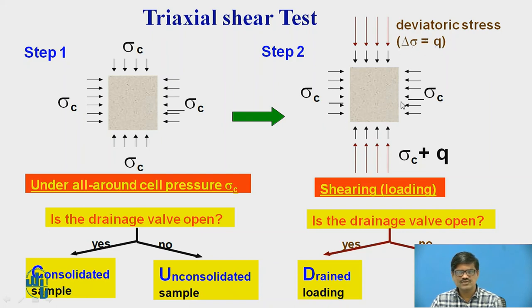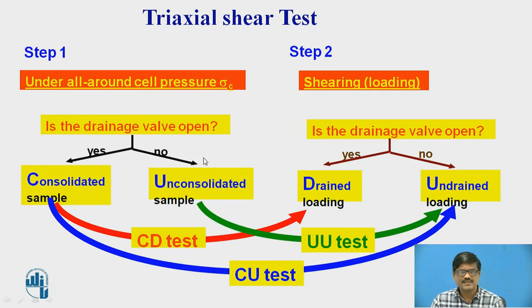During the shearing, whether you are allowing the drainage or not, based on that also we have two options. If the drainage valve is open, it means you are allowing drainage, it is called drained loading. If you are not allowing, it is called undrained loading. So based on this, we can have these particular tests. As I told, in the first step, if the drainage is allowed, then it is consolidated, and during the shearing, if the drainage is not allowed, then it is undrained. So it is called the CU test, consolidated undrained test, the blue line indicates. Then if it is consolidated and during the shearing the drainage is allowed, it is called the CD test, shown in red color. And if the drainage is not at all allowed during the first stage as well as the second stage, then it is unconsolidated undrained loading. So the green color indicates the UU test.